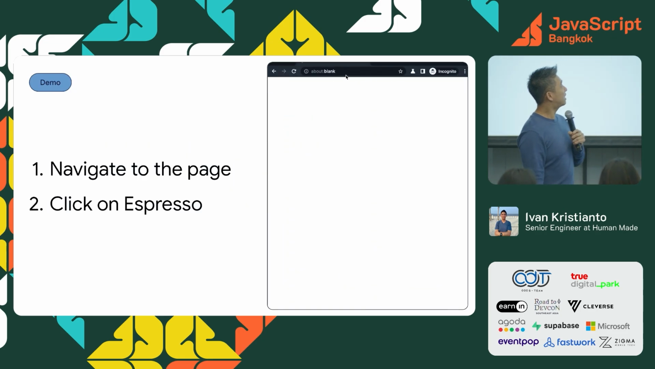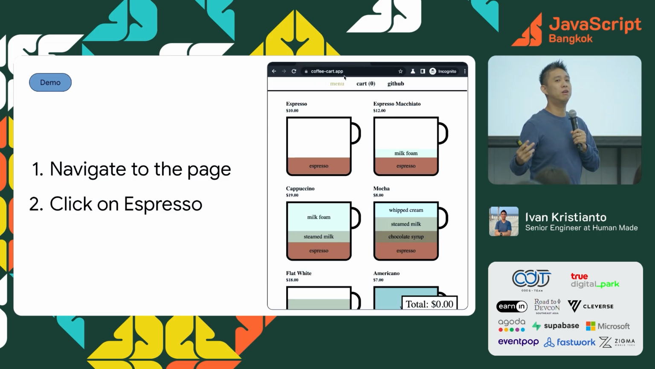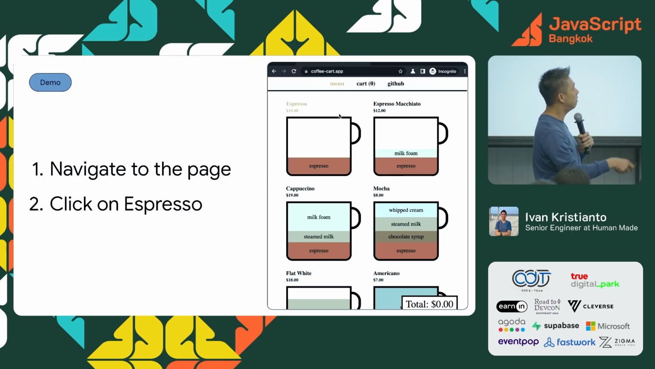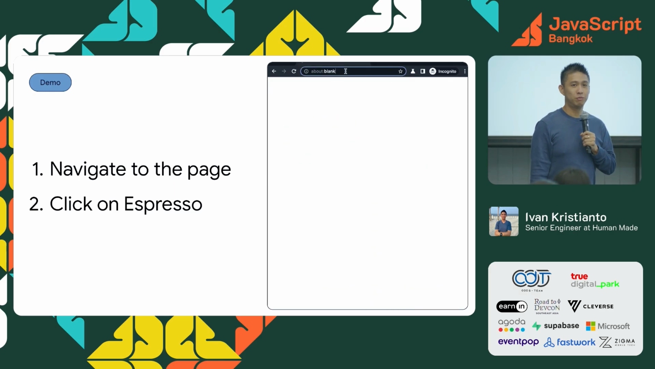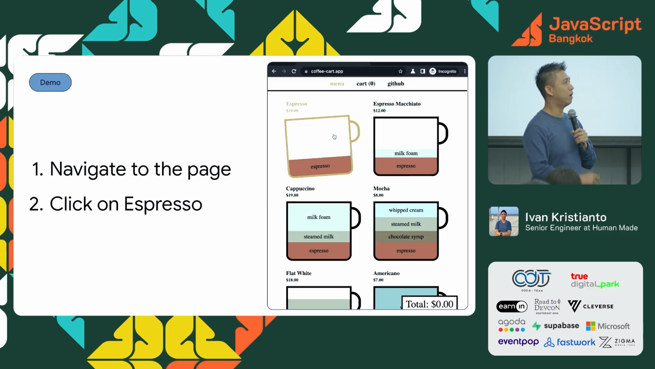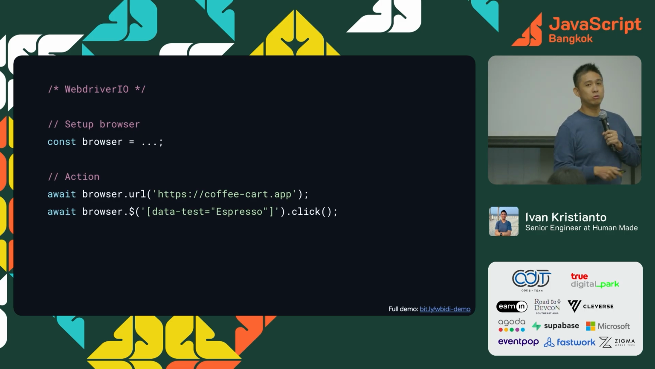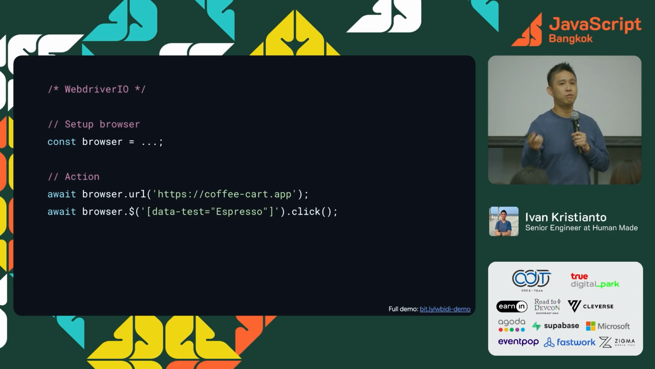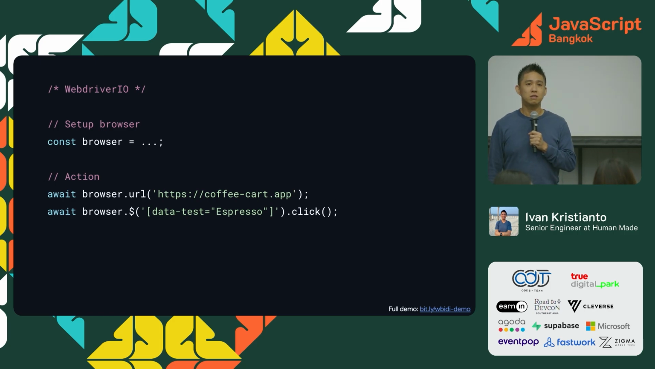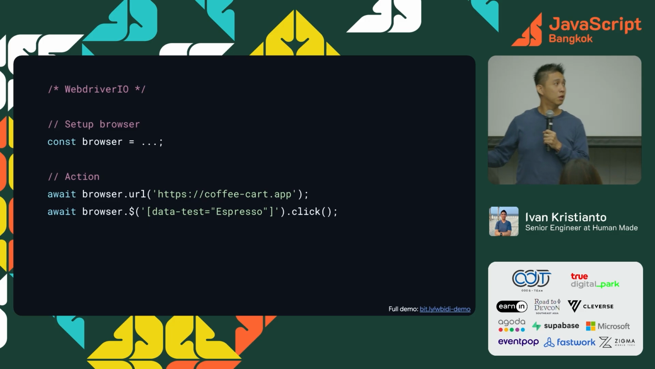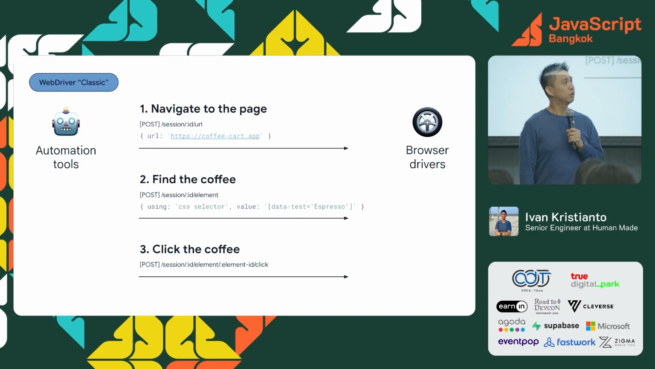So let's take an example of this simplified demo. You navigate to a URL, and you click on the espresso. So how does it work in WebDriverIO? The code is easy. You set up the browser: Firefox, Chrome, Edge, Safari. You ask the browser driver to go to this URL, and then click the espresso link. That's it. This is how it works.